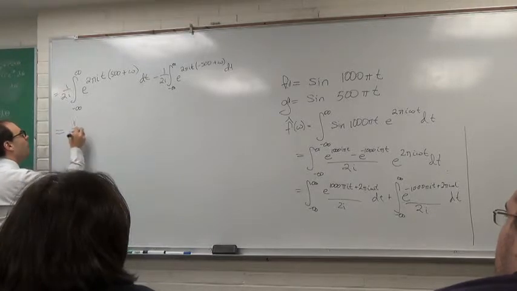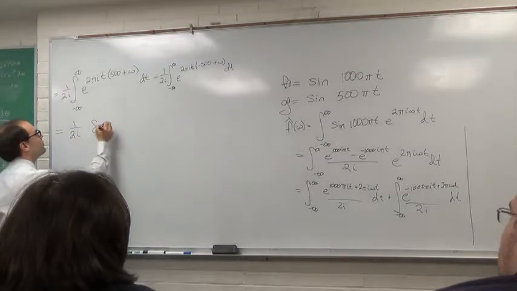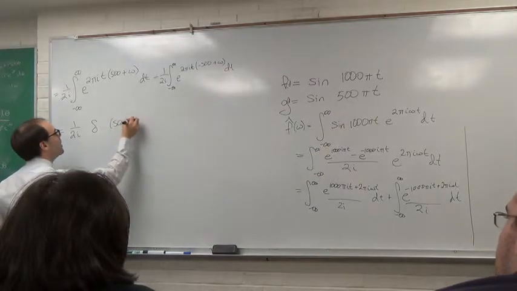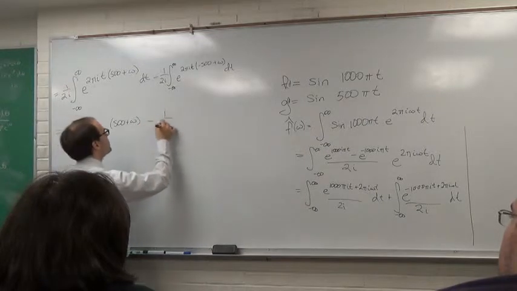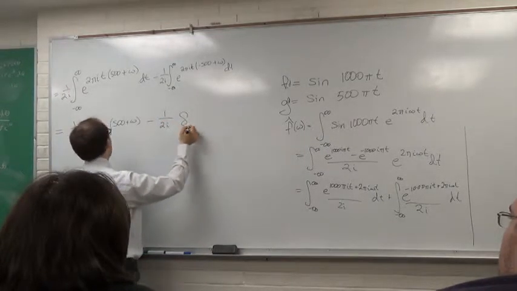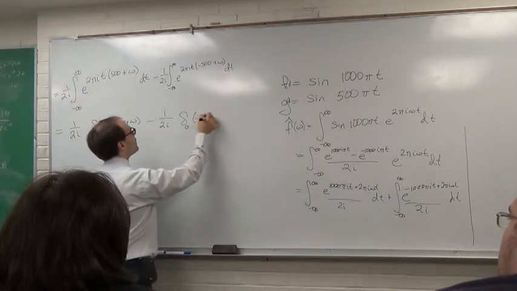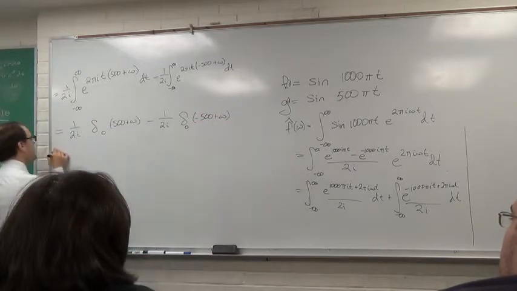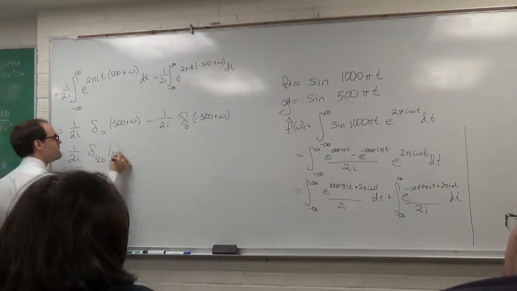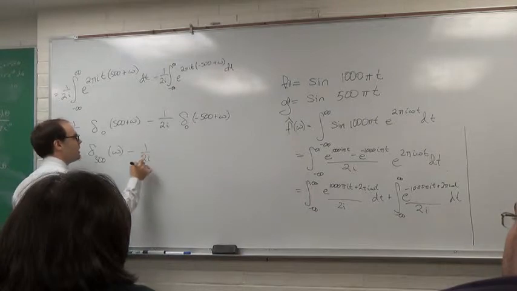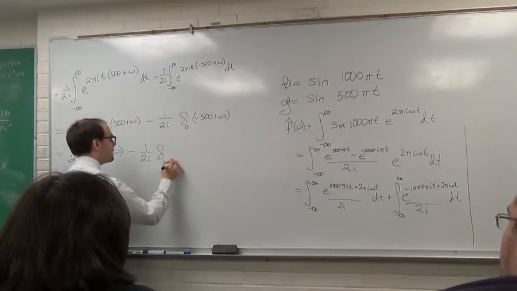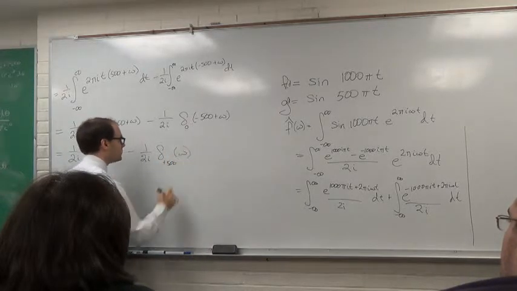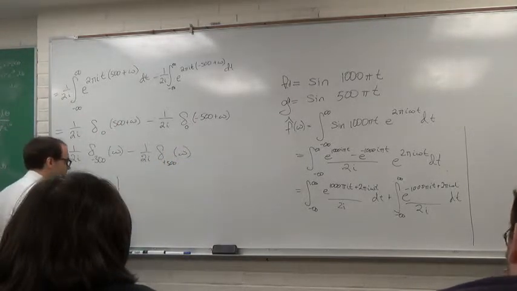So this is 1 over 2i, delta at what of 500 plus omega? It's delta at 0 of 500 plus omega. Minus 1 over 2i, delta at 0 of minus 500 plus omega. Put another way, these are delta at 500. Wait, I got this backwards. That's at minus 500. This is plus 500, omega.